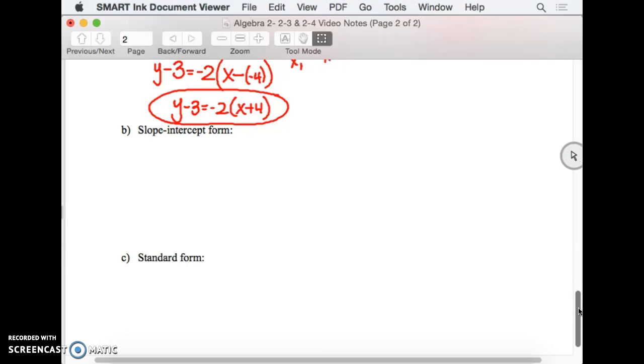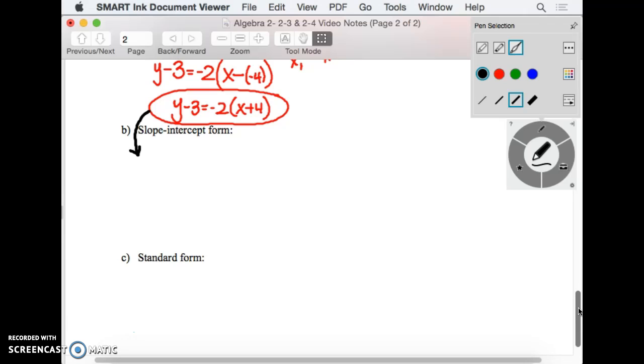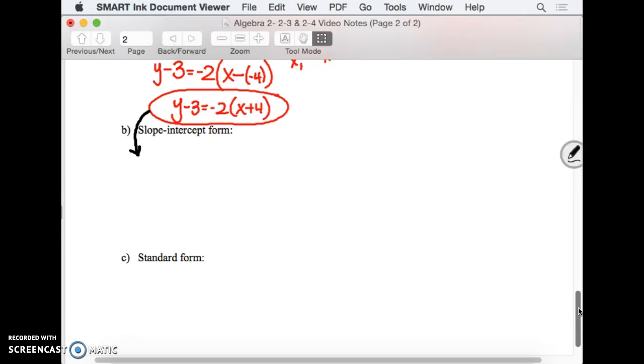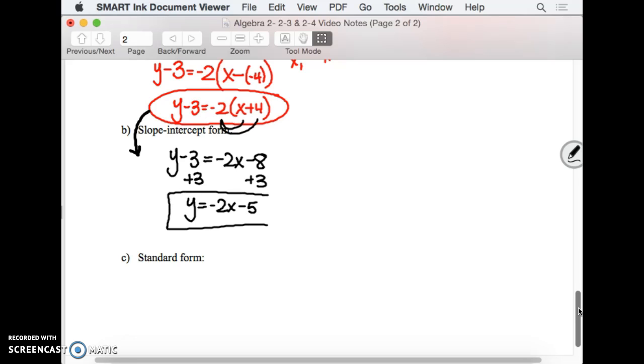My suggestion for you is to work straight into slope-intercept form. Could you work backwards and find the slope and solve for the y-intercept? Absolutely, but my suggestion is to use what you already have and distribute. So this would be y minus 3 is equal to -2x minus 8. Since we already did that work, we might as well let it help us. I'm going to add 3 to both sides. y equals -2x minus 5. So there's our equation in slope-intercept form.